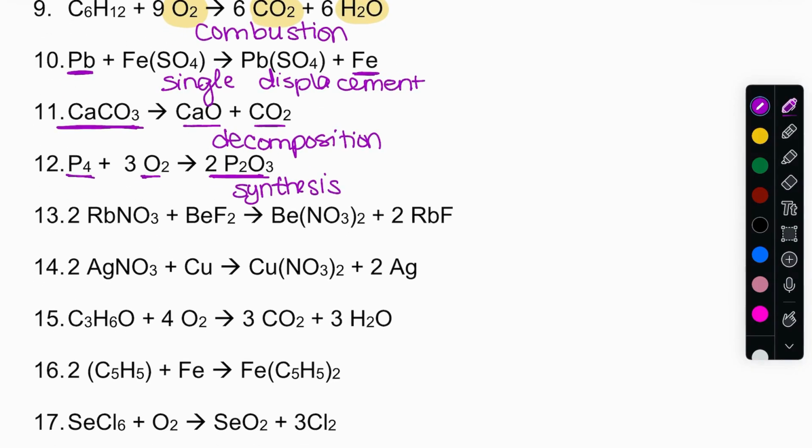Number 13 looks big and complicated again. I got RB there, NO3 there, NO3 there. So it looks like everything's getting swapped around again. That's double displacement. Number 14, I have a Cu all by itself here, and I have an Ag all by itself there, and then I got other complicated things. So that's where one metal kicks another metal out. That is single displacement.